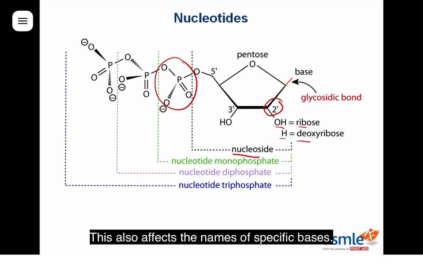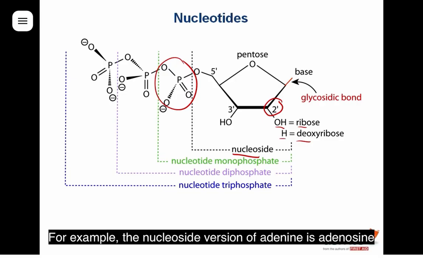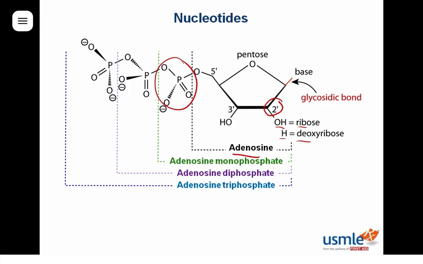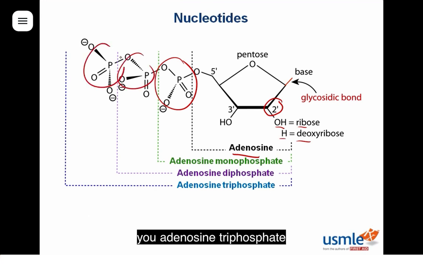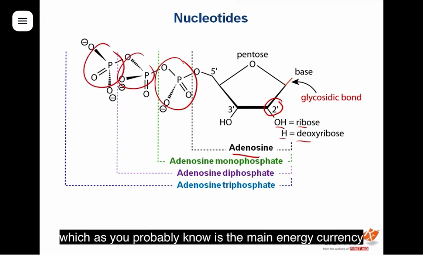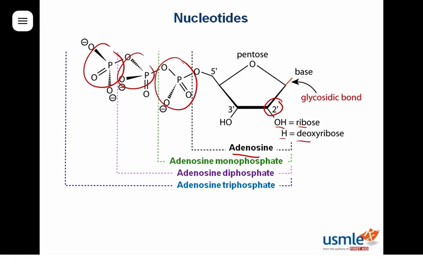This also affects the names of specific bases. For example, the nucleoside version of adenine is adenosine, and the nucleotide version is adenosine monophosphate. If you add 2 more phosphates to adenosine monophosphate, you get adenosine triphosphate, which as you probably know is the main energy currency of the cell.